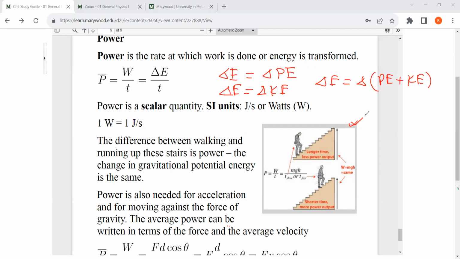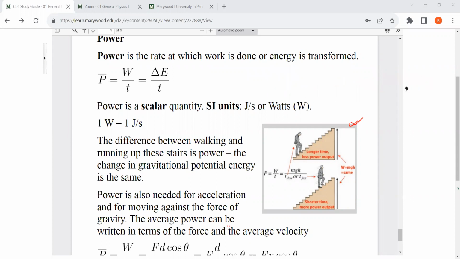All right, so similar to work and energy, power is also a scalar quantity, and from this equation you can show that the standard international unit is joule for work done or energy, and second for the time, so it's joule per second. Power's standard international unit is joule per second, and it has a special name, we call it watts.